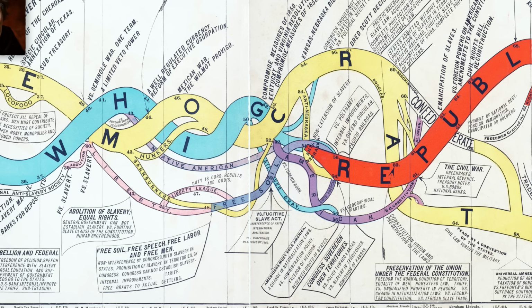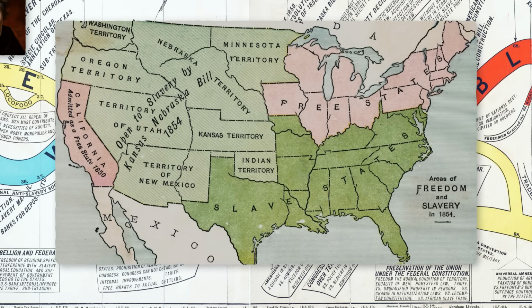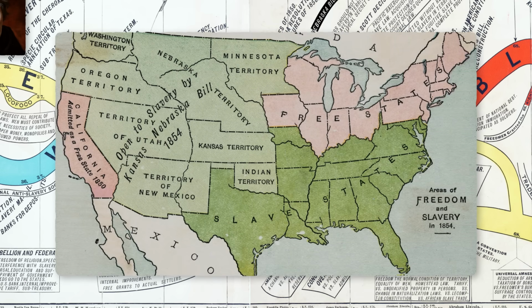But then in 1854, the issue of slavery came to a head with the passing of the Kansas-Nebraska Act, which basically meant that slavery could be extended to those areas. At this point, the entire political landscape reoriented itself around the issue.